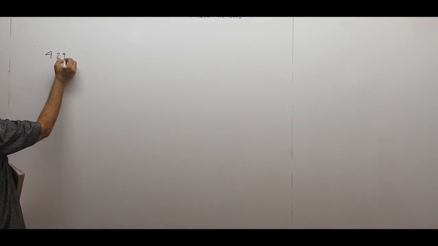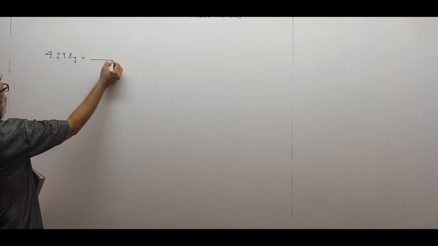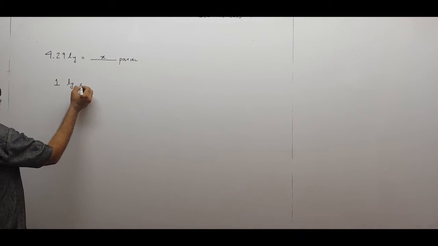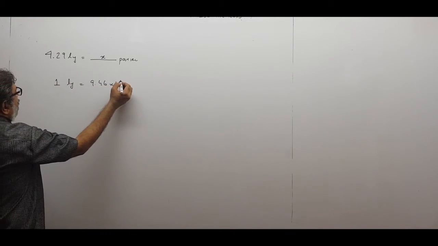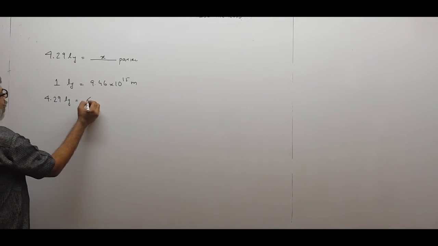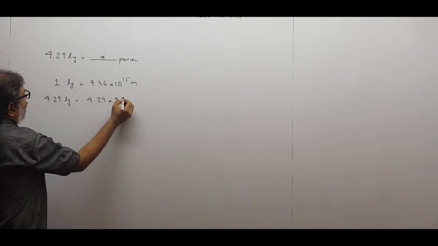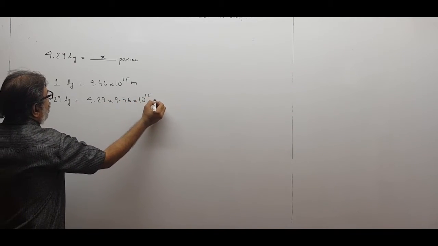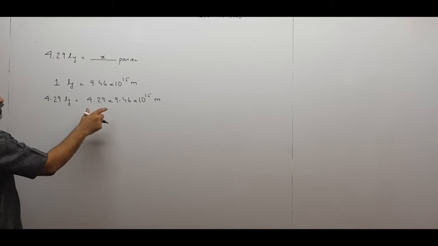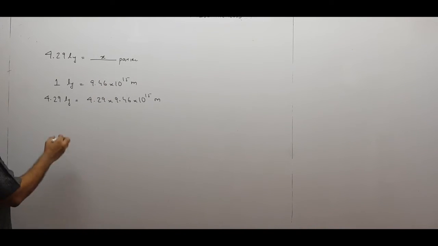How much is this distance in terms of parsecs? That means 4.29 light years is how many parsecs? So the question is 4.29 light years is equal to x parsec. Now children, you know 1 light year will be 9.46 into 10 raised to 15 meter. So 4.29 light years will be 4.29 into 9.46 into 10 raised to 15 meter. So this much meter is there, and we want how much parsec. So we write here parsec and meters.